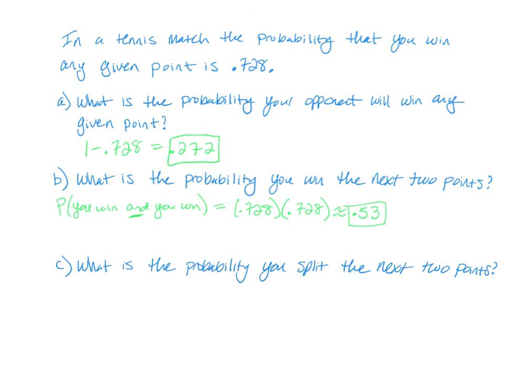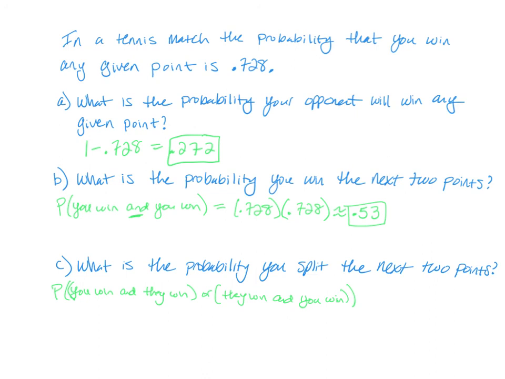What is the probability that you split the next 2 points, you and your opponent? So you win one and they win one. Well, there's 2 ways that can happen. We're going to look at the probability that you win and they win, right? And I'm going to parenthesis that. You win and they win, or they win and then you win. Okay, so there's 2 ways that you can split the points. Either you win and they win, or they win, then you win.